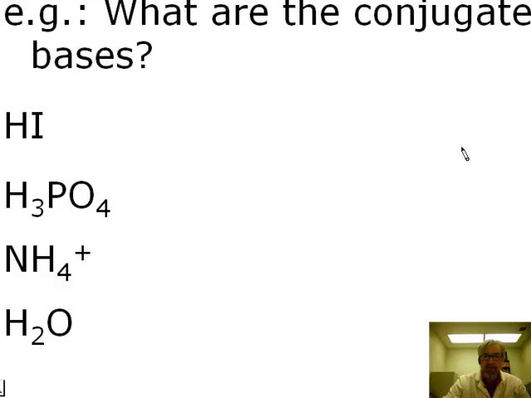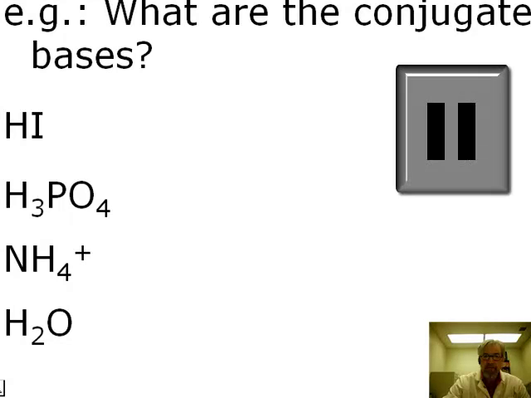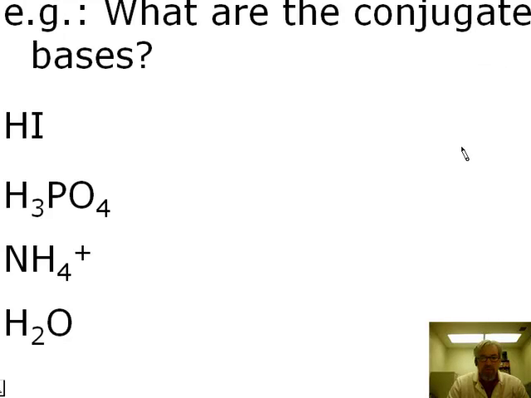What are the conjugate bases of these four? Stop the video, see if you can come up with the formula for the conjugate base, and then I'll bring you solutions in a little bit. So HI, if I take a proton away, I will have just I, because H is the proton. And protons are 1+ in charge, so what I'm left with is I-. H3PO4, conjugate base would be H2PO4, one less proton, and then it's one step minus.